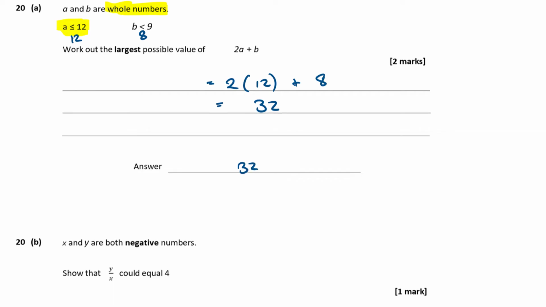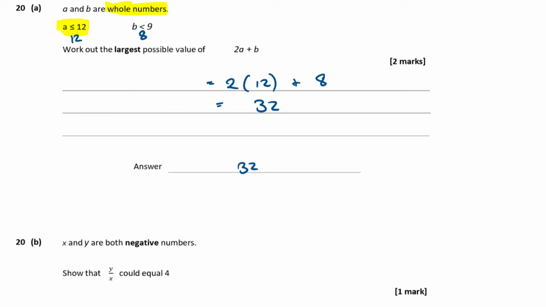Okay, and then part B says x and y are both negative numbers. Show that y divided by x could be equal to 4. Well, if they're both negative, we know that a negative divided by a negative is positive. We just need to find one example where we can get this to work.